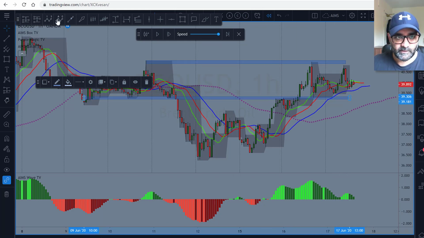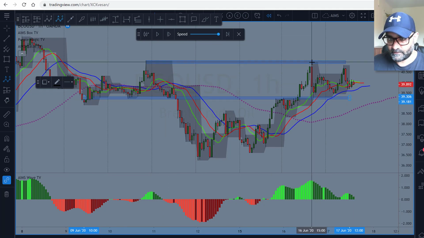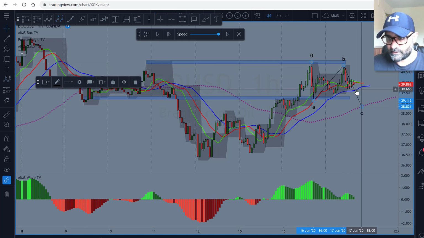So let me just write it down like this. So that's my wave A. This would be my B. So C should come somewhere here. And inside the B, you can see A, B, C as well. Okay, so let's go forward.